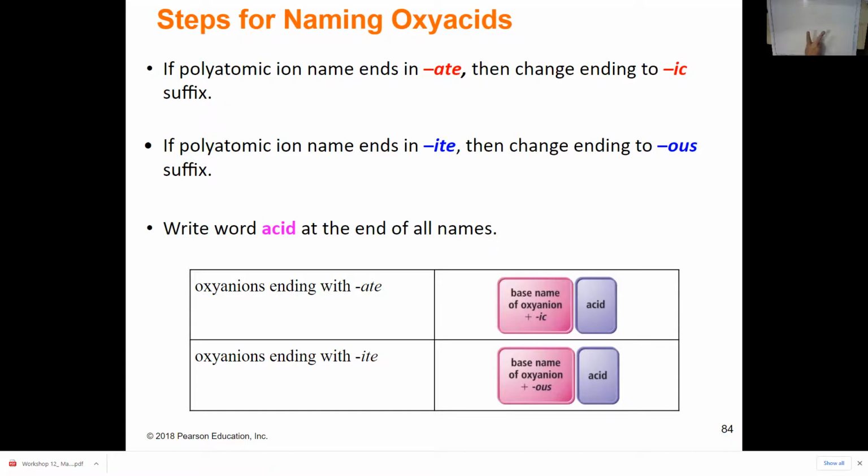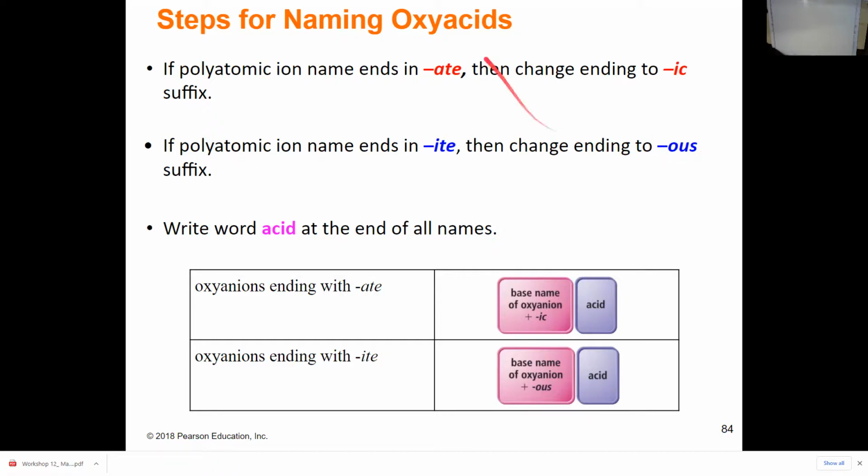There are two types of polyatomic ions. One polyatomic ion type ends with an ATE. The other type ends with an ITE. Any polyatomic ion that ends with an ATE, that ATE ending is going to change to an IC ending in its acid form. Any polyatomic ion that ends with an ITE, that ending will change to an OUS in its acid form.